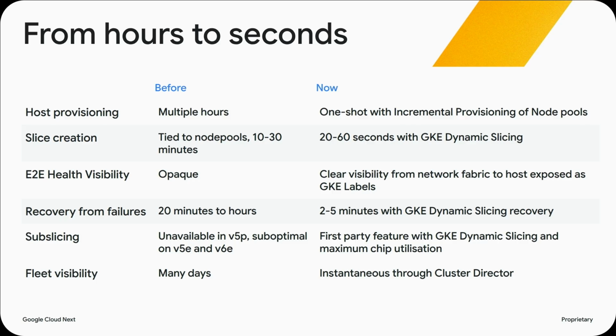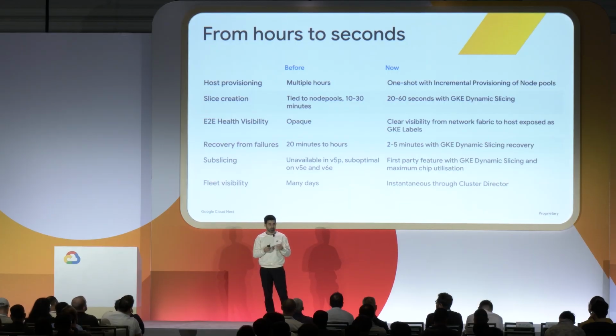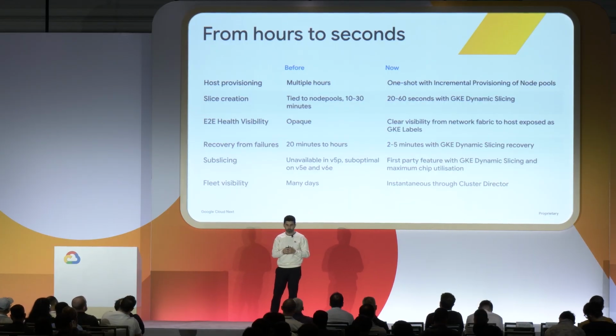For slices themselves, because we had to do those node pool operations, it would take from 10 to 30 minutes. And now it only takes 20 to 60 seconds with GKE Dynamic slicing. The visibility from an end-to-end perspective was really opaque, and now we can know exactly what has failed: links, hosts, or both. And the recovery from failures is also much faster. Before, it could even take hours to recover from those failures, depending on exactly what had failed and the many attempts that you'd have to do. And with GKE Dynamic slicing, this translates to 2 to 5 minutes because you can do that hot swapping.